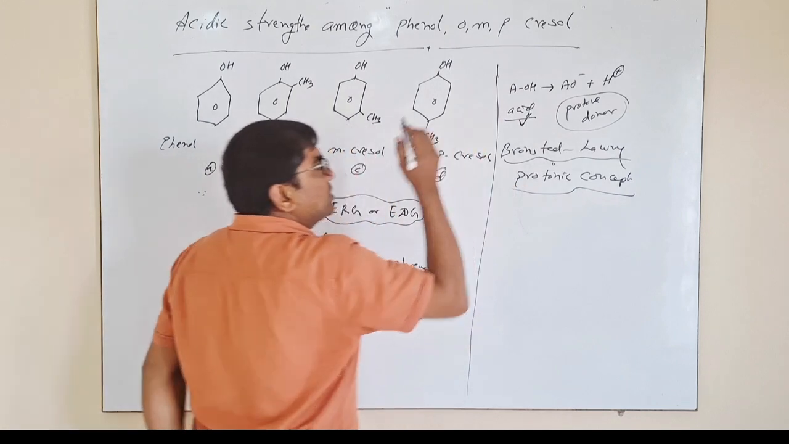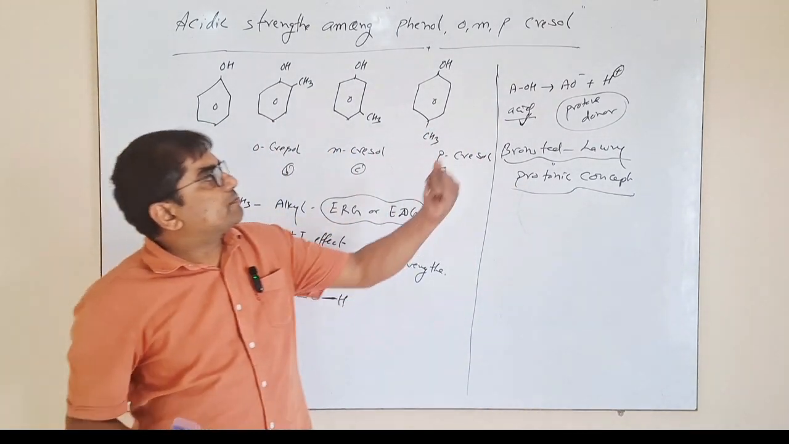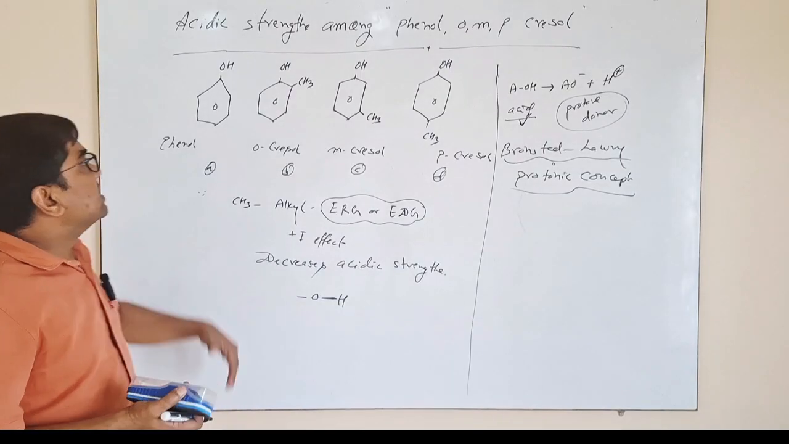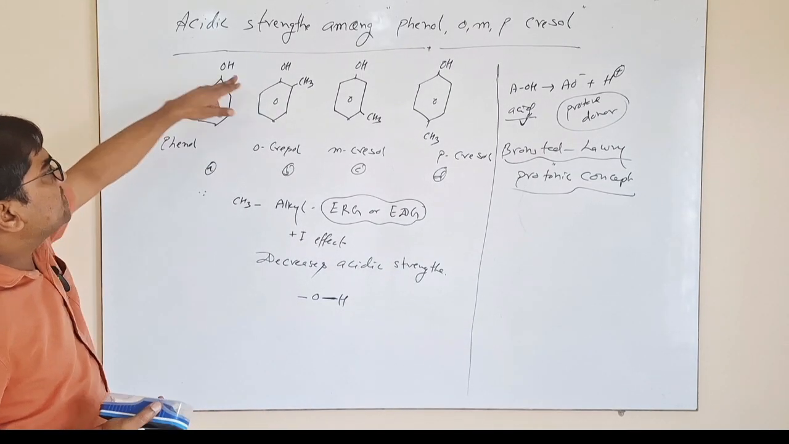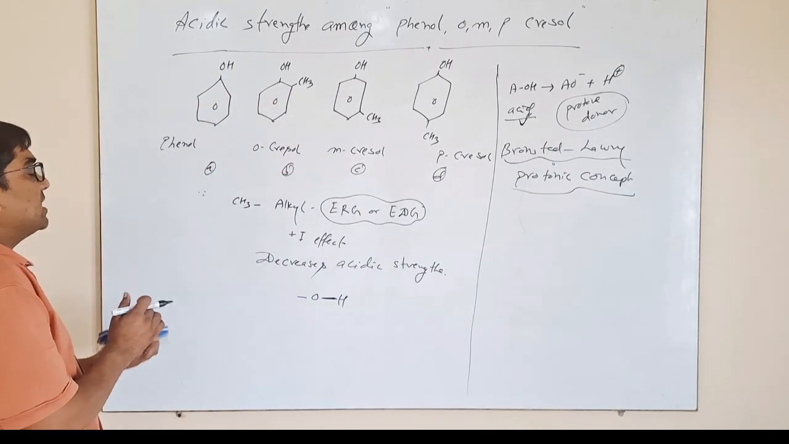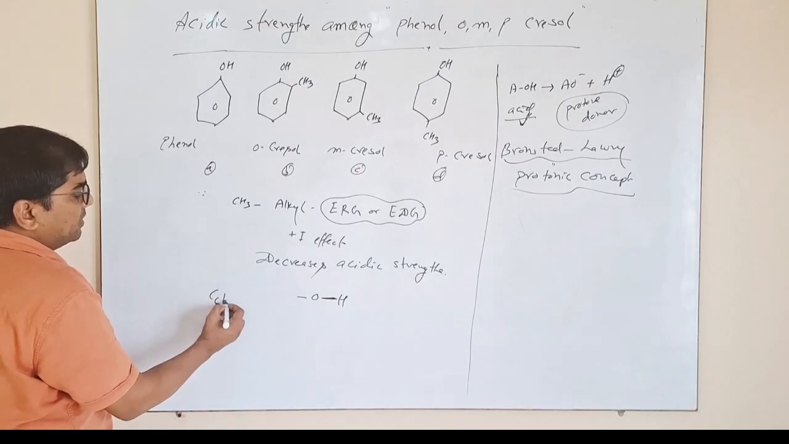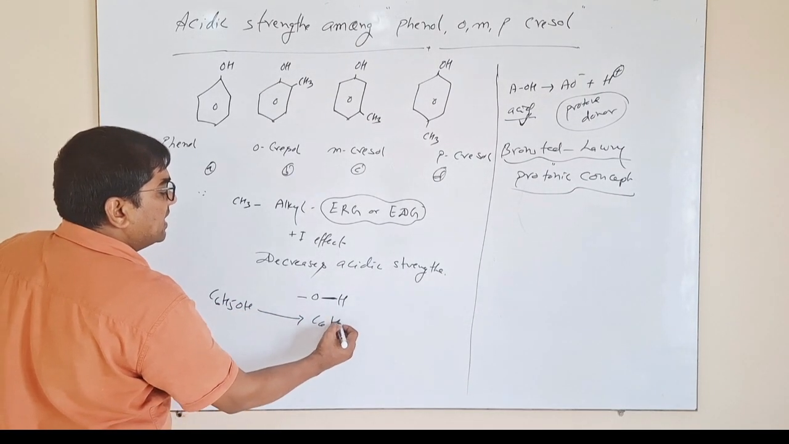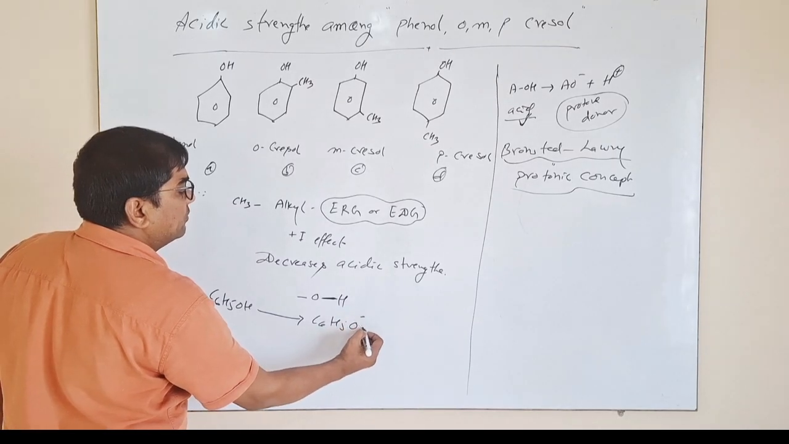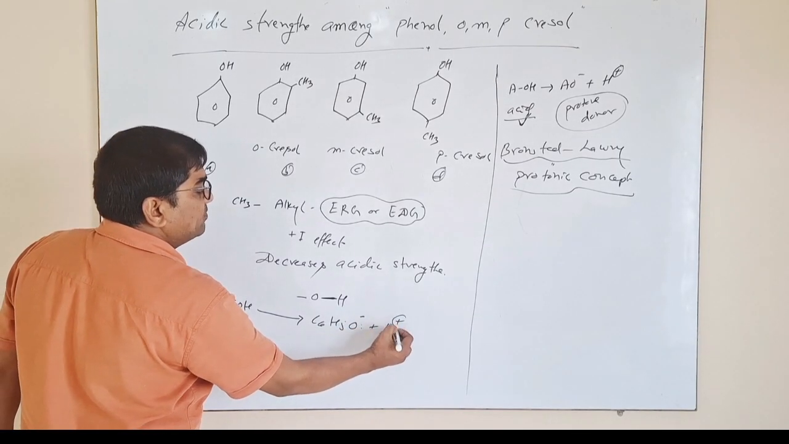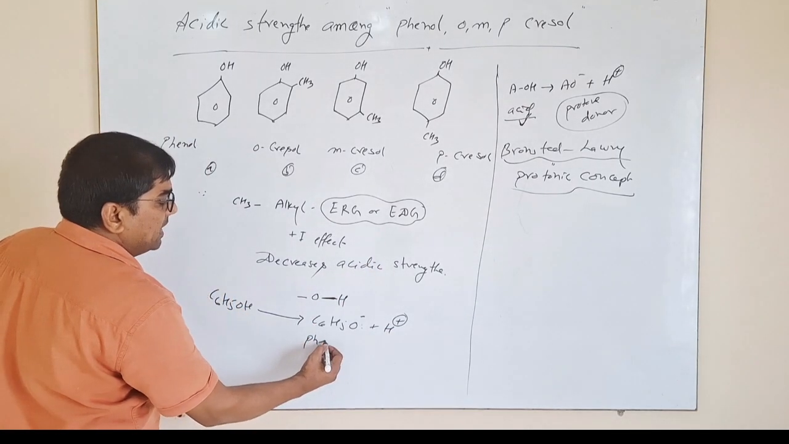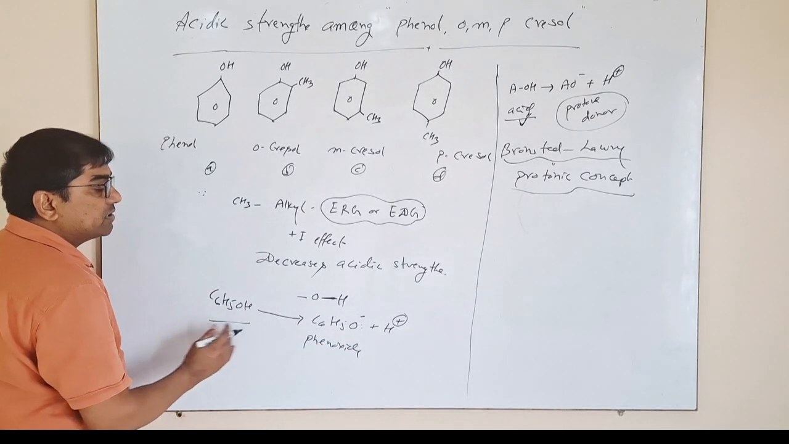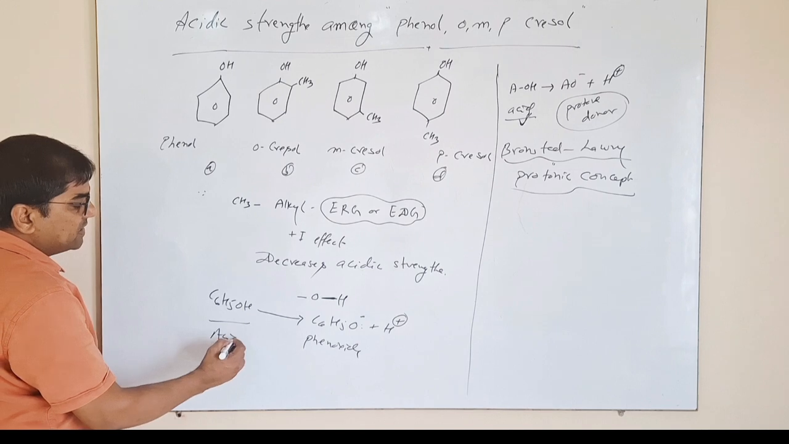So as per Bronsted-Lowry, those that release proton H plus in their solution behave as acids. Since phenol has the tendency to release H plus and forms the phenoxide ion, C6H5O negative plus H plus, it behaves as an acid. Phenoxide ion is formed due to release of a proton in its solution.